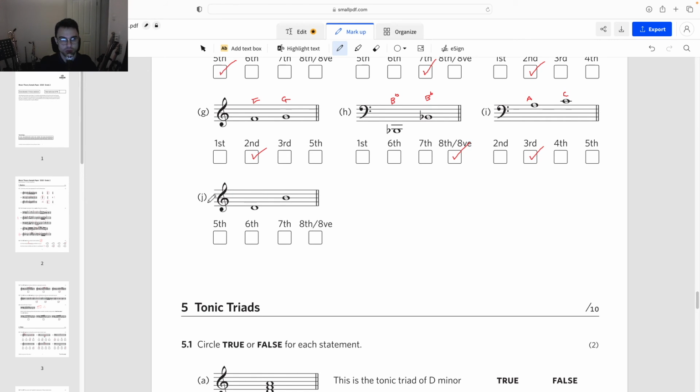Okay, final question in this section is question J. And we are in the treble clef. And our first note is D. D, E, F, G, A, B. And that would be 1, 2, 3, 4, 5, 6 notes up. We get a B.